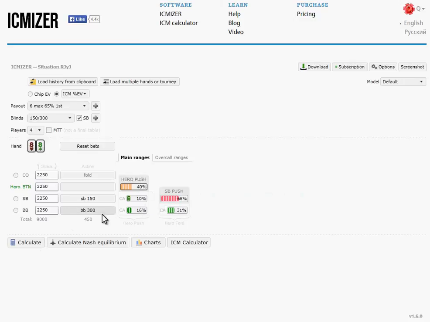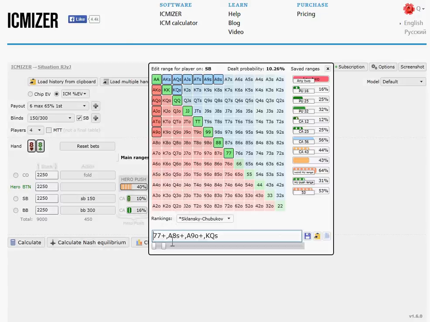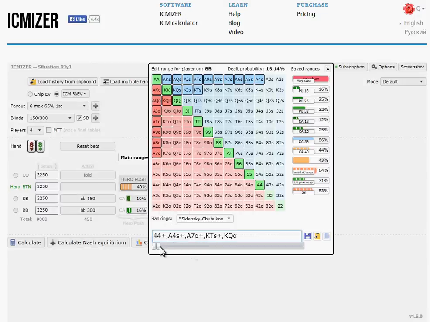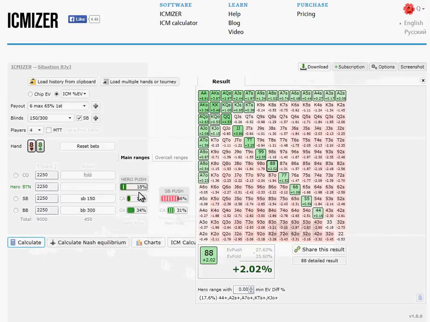Again, the hero range is calculated, and the other ranges are provided by you. So once you have changed some ranges, the hero range will change also. So this is it for now, and I hope you will enjoy this video.